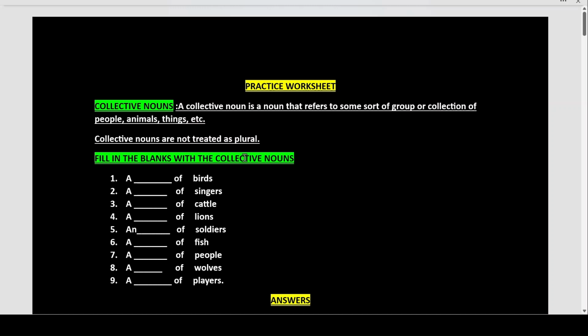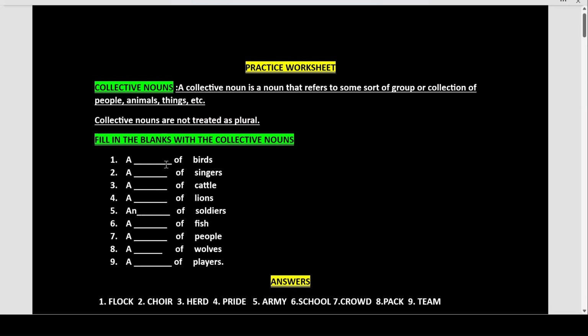Now, we will do a few collective nouns, fill in the blanks. A dash of birds. What do you think is the answer, students? A flock of birds. Next is a dash of singers, a choir of singers. A dash of cattle, a herd of cattle. A dash of lions, a pride of lions. And a dash of soldiers. When an is given, that means it will be an army of soldiers. Army, because it starts with a vowel, therefore an is used as the article. An army of soldiers. A school of fish.